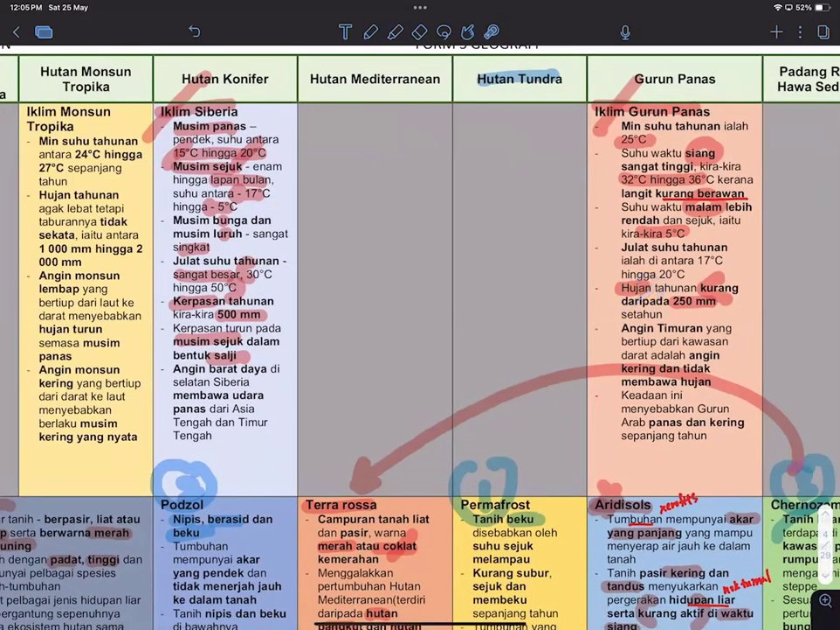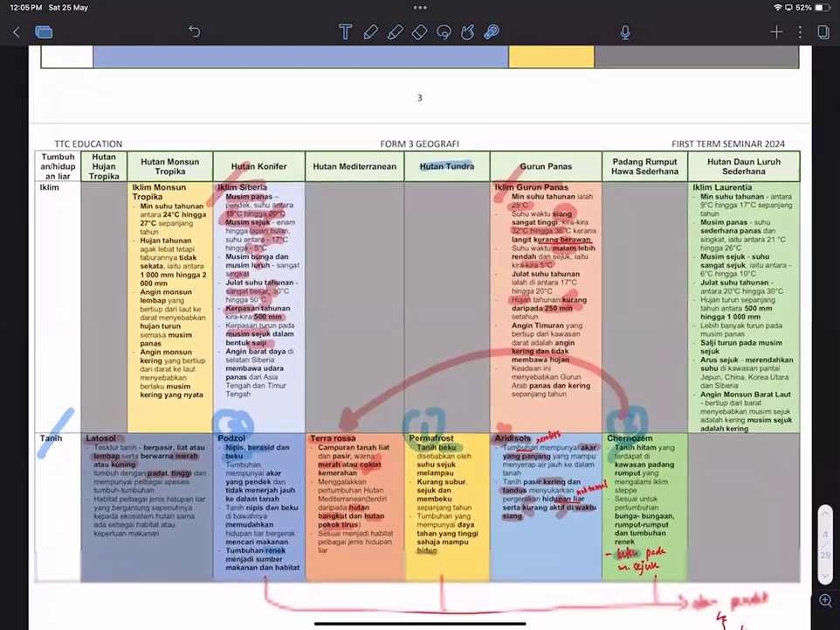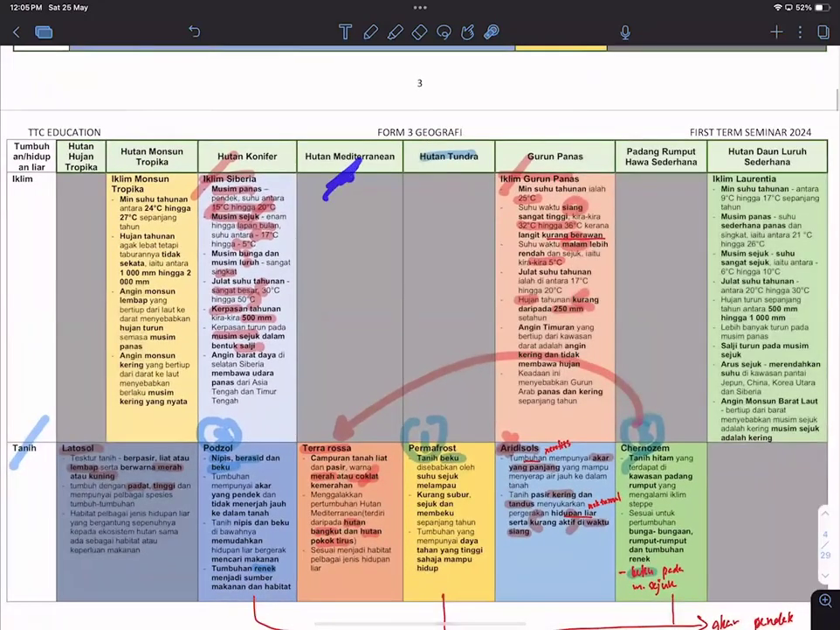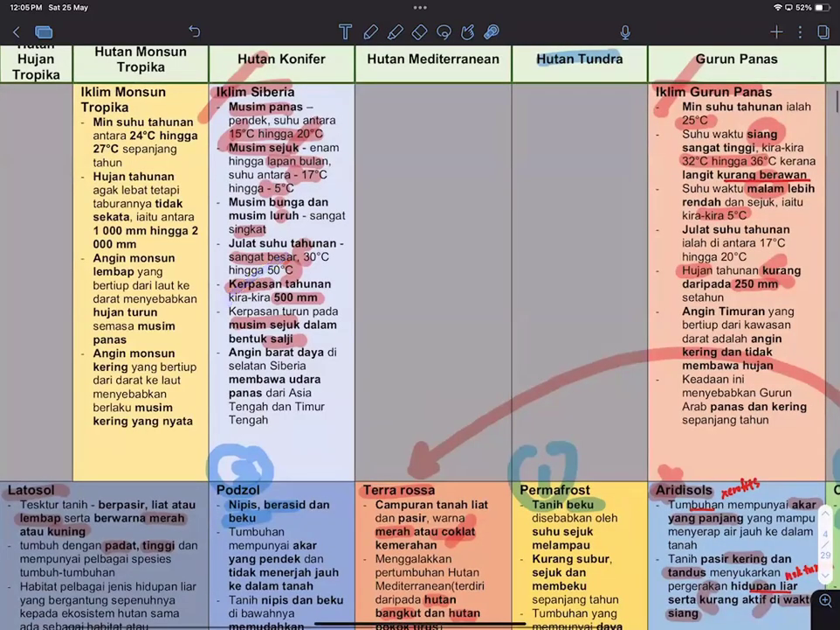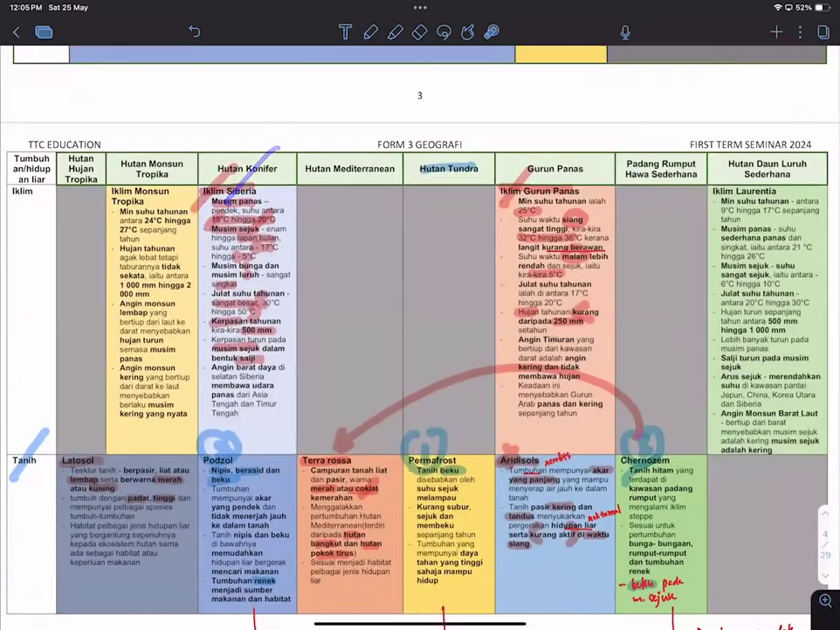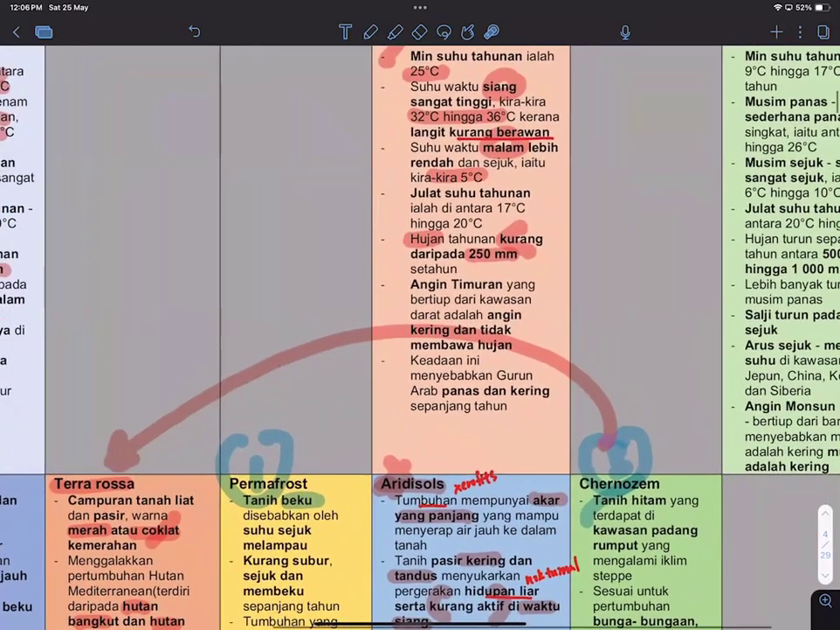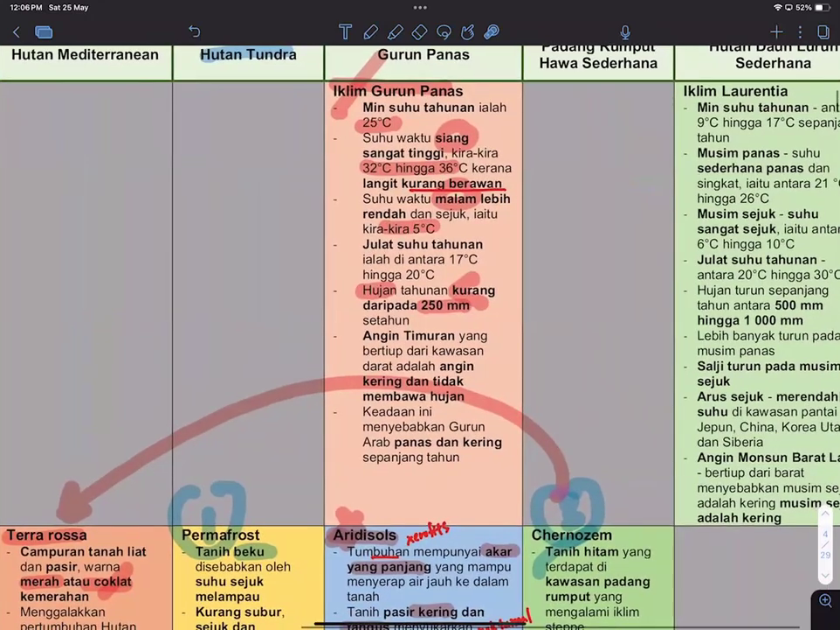For the hutan monsoon tropika, hujan tropika, and then gurun panas, and then the last one is hutan Mediterranean, right? So usually we didn't use kerapasan because it's all rain, only in liquid. Kerapasan can be in solid, which is not. So that's why for hutan conifer, hutan daun luruh sederhana, and then pada hawa sederhana, we use kerapasan pada musim sejuk. Okay, including the hutan tundra, not listed here.